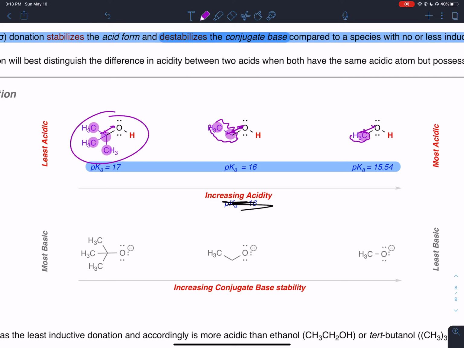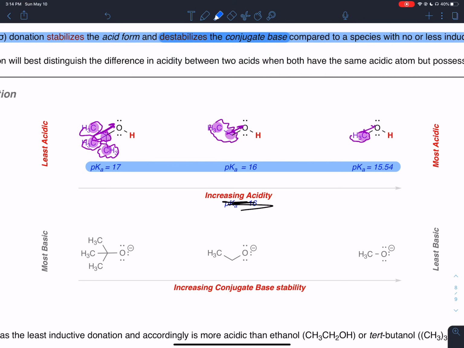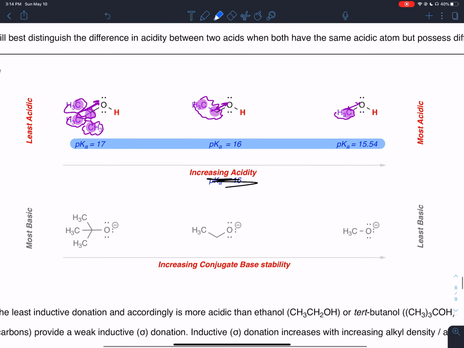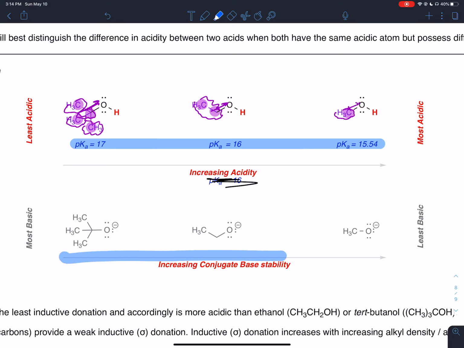In tert-butanol, you have 1, 2, 3, 4 carbons. Each of them possess electron clouds. There is now going to be a greater inductive donation. And let's now look at the conjugate bases. So we've said inductive donation decreases acidity. What is it doing to the conjugate base? We are going to deprotonate each of our alcohols. We have our three alkoxides. The one that is the weakest base is the one far to the right, okay, on the far right.